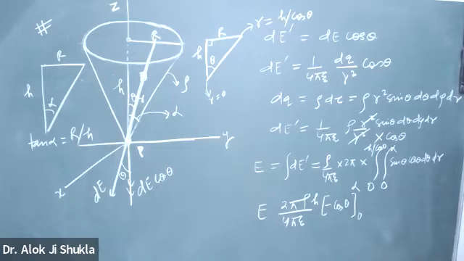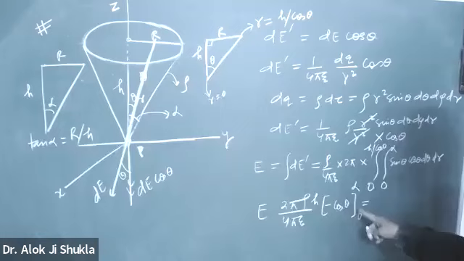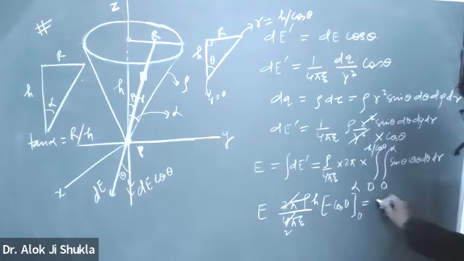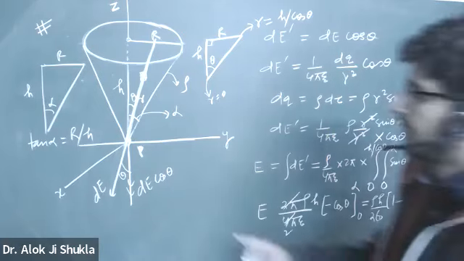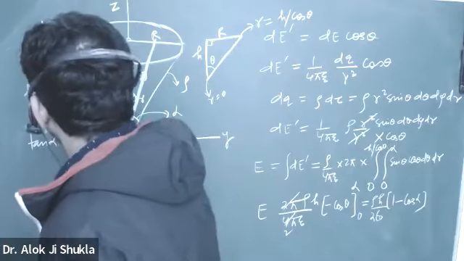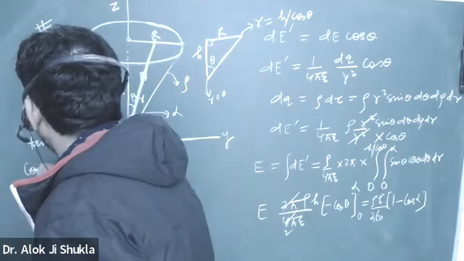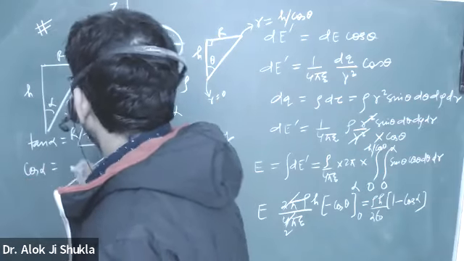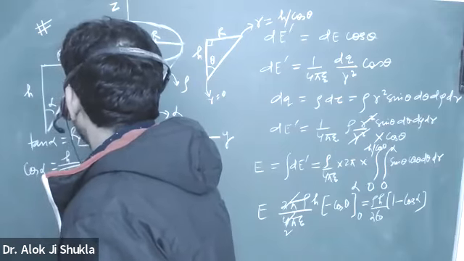So what is cos theta? It will be, put the limits. 1 minus cos alpha. So 2 pi, let us cancel this 2. So it will become rho h by 2 epsilon naught, 1 minus cos alpha. And let us now calculate cos alpha. What is cos alpha? This is root of h square plus r square. Cos alpha is base upon hypotenuse, h by under root h square plus r square. Is this okay?